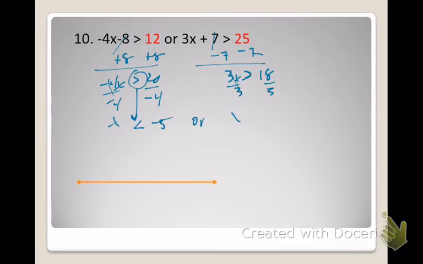Divide 3, divide 3. And so x is greater than 6. So I need x is less than -5 or x is greater than 6. It doesn't really matter where we pull our solutions from. So open circle on 6 because it's not equal to, therefore 6 is not a solution.